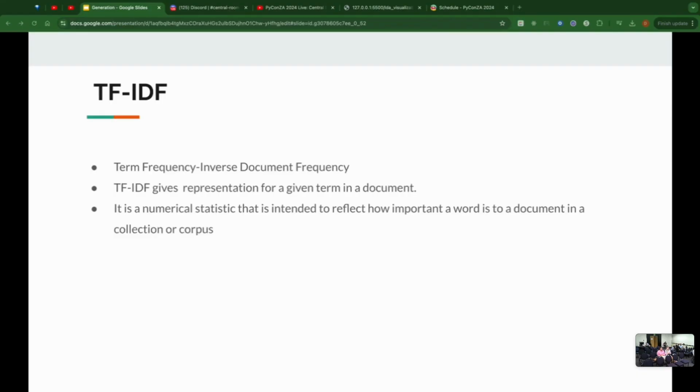TF-IDF has various use cases. First is information retrieval. Variations of TF-IDF are used as weighting factors by search engines to help understand the relevance of a page to a user's search query. TF-IDF can also help quantify what a document is about, which is a central question in text mining.